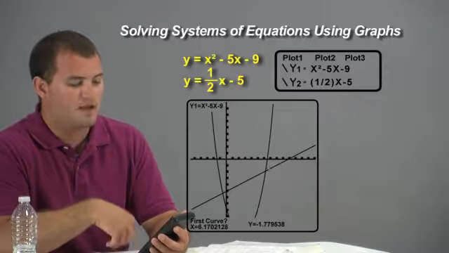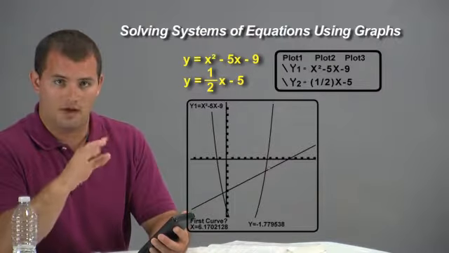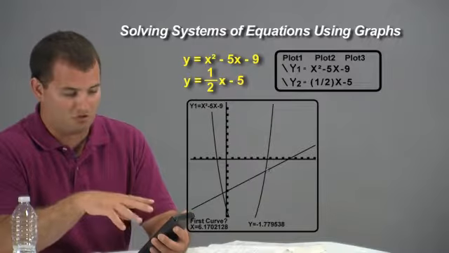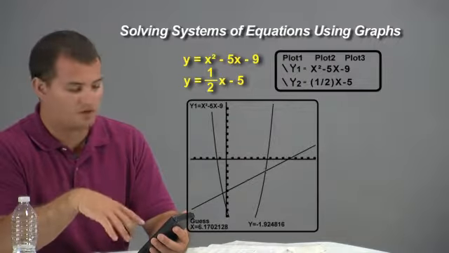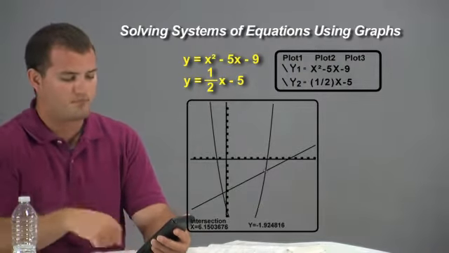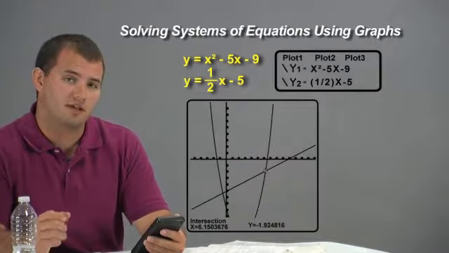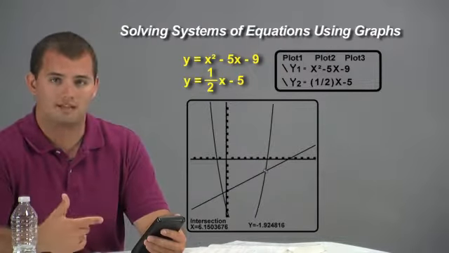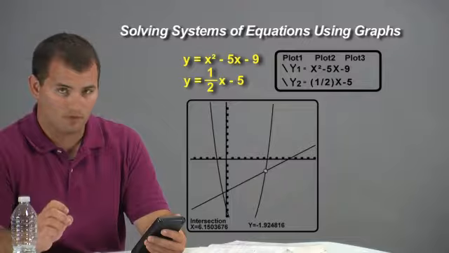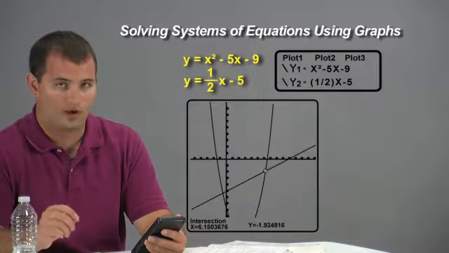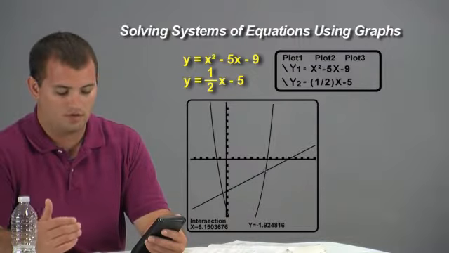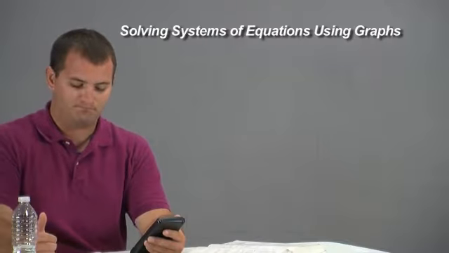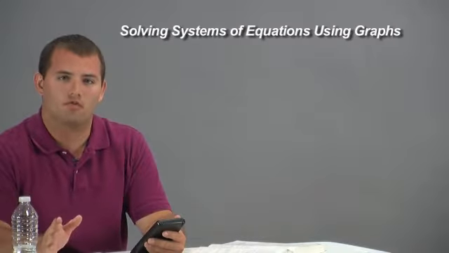We'll push enter. The cursor will appear on the other function. Make sure it's close to the intersection. Mine's almost on top of it. I'm going to push enter again. You'll have the guess question mark pop up on the bottom of your screen now. Push enter one more time. And we're told that the point of intersection to the right of the y-axis is x equals 6.1504, y equals negative 1.9248.